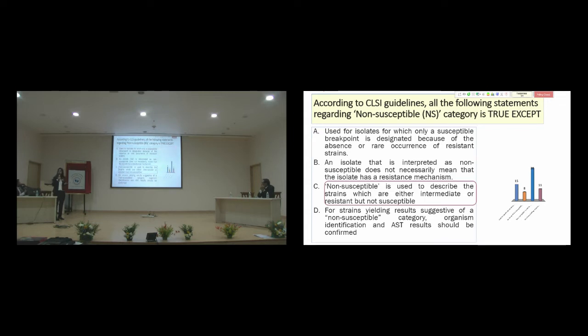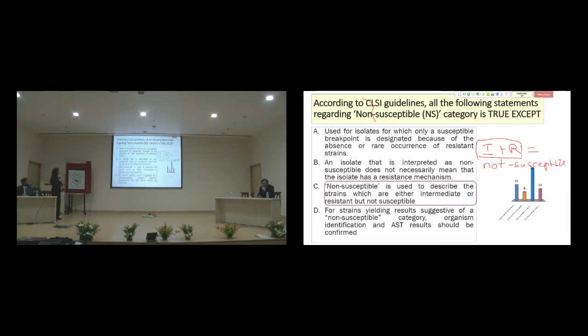These are used for isolates where only susceptible breakpoints are defined. There is no breakpoint defined for I or R. I'll show you the chart where only S is defined. There is no I or R defined. What is not susceptible? If there is I and R, other than sensitive, both are not susceptible. That is the difference between non-susceptible and not susceptible.